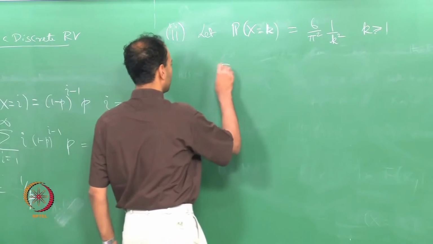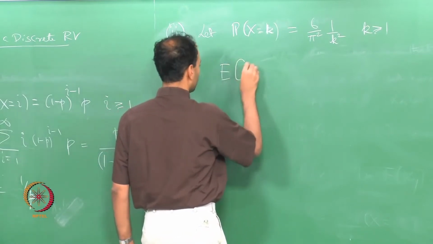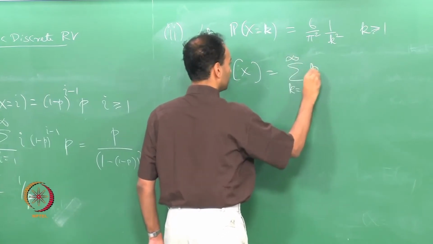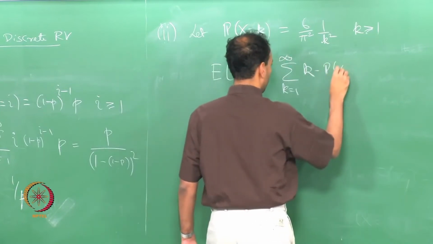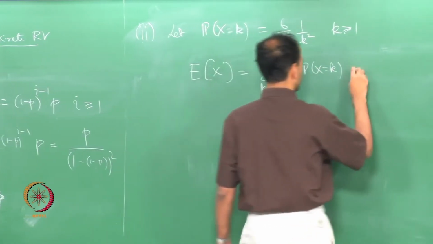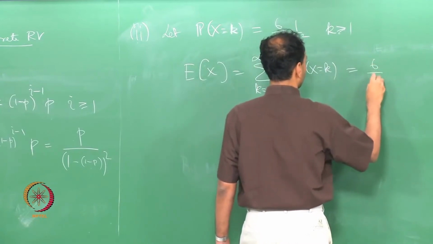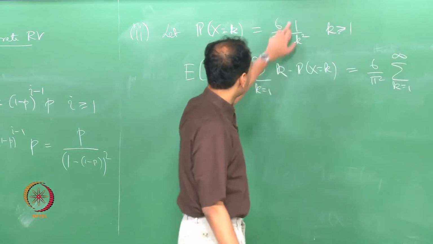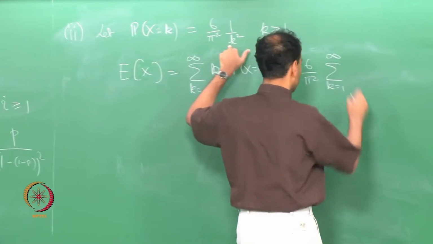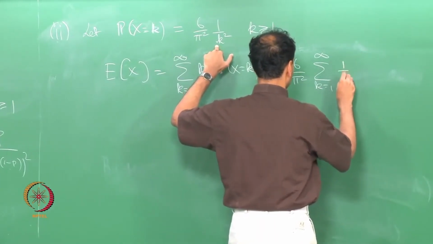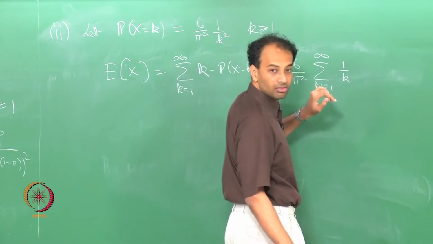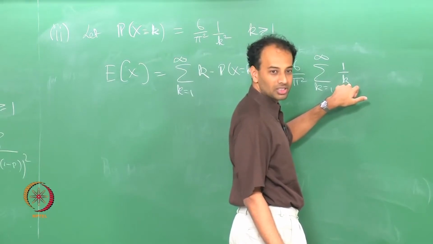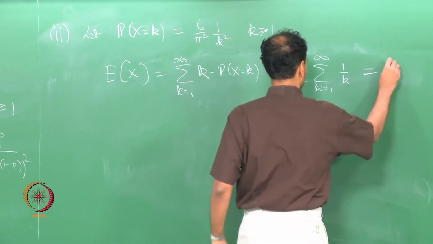In this case, the expectation of X is the sum over k equals 1 through infinity of k times the probability that X is equal to k, which is equal to 6 over pi squared times the sum over k equals 1 through infinity of k times 1 over k squared, which is 1 over k. And this is the harmonic series, right? So, this diverges to plus infinity. So, this is equal to plus infinity.